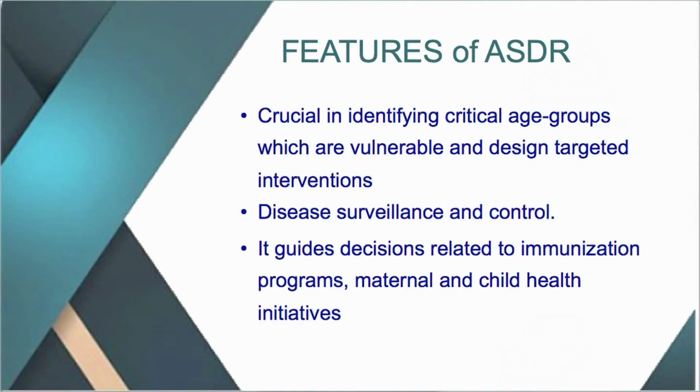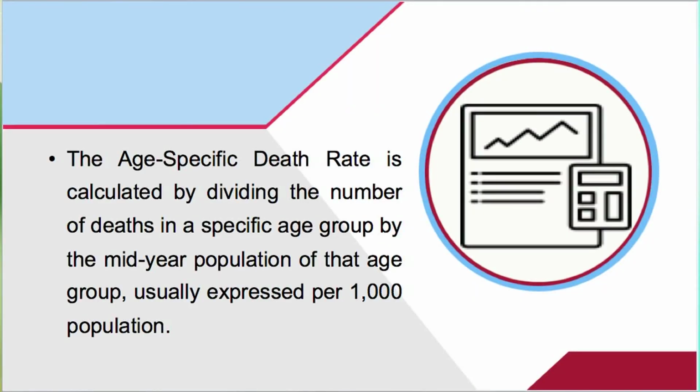This data informs the development of public health policies as well. It guides decisions related to immunization programs, maternal and child health initiatives, and other interventions tailored to specific age-related health challenges. The age-specific death rate, or the ASDR, is calculated by dividing the number of deaths in a specific age group by the mid-year population of that age group, usually expressed per 1,000 population.